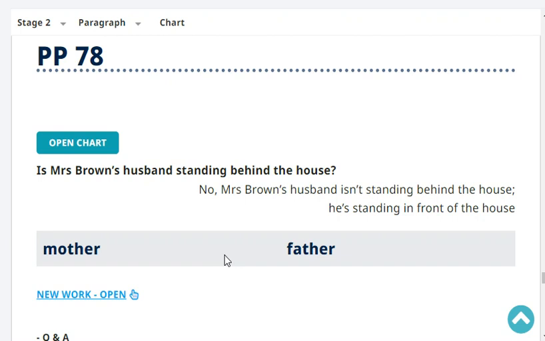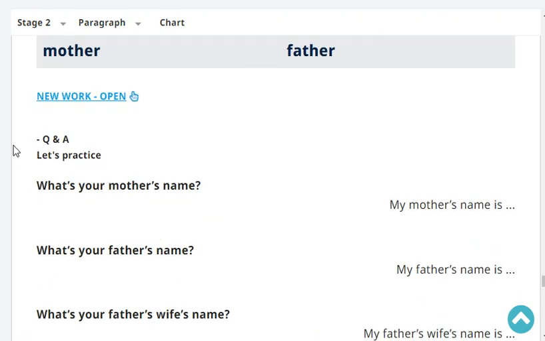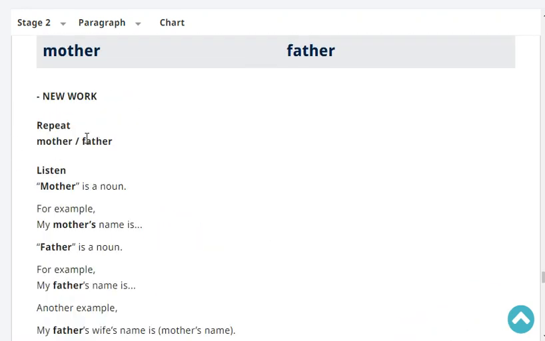Mrs. Brown's husband isn't standing behind the house. He's standing in front of the house. Very good. Next, repeat. Mother, father. Very good.